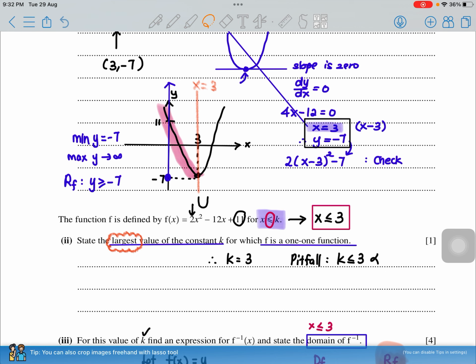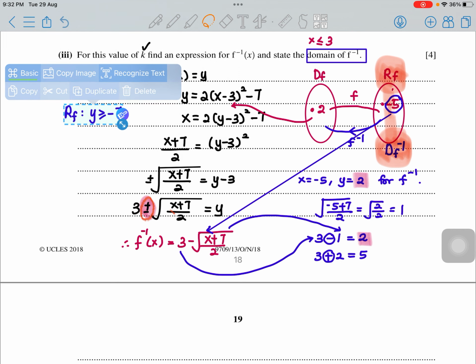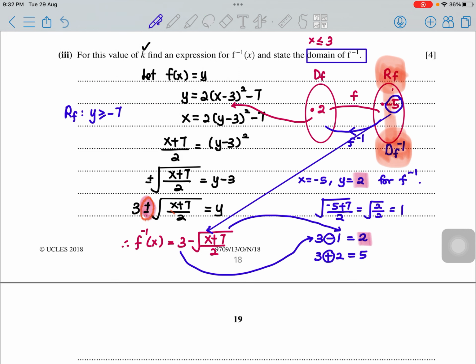Therefore, you carry this forward here and you can write. See, the range of the function is exactly the domain of your inverse. So when you express the domain of the inverse, make sure you change the variable to x. x is more or equal to minus 7. That's your answer.